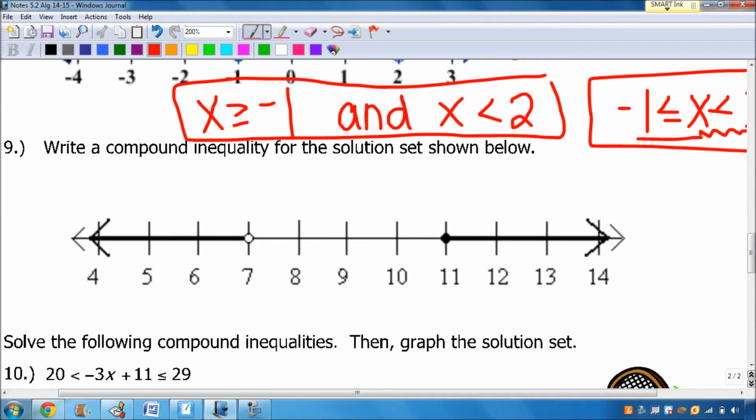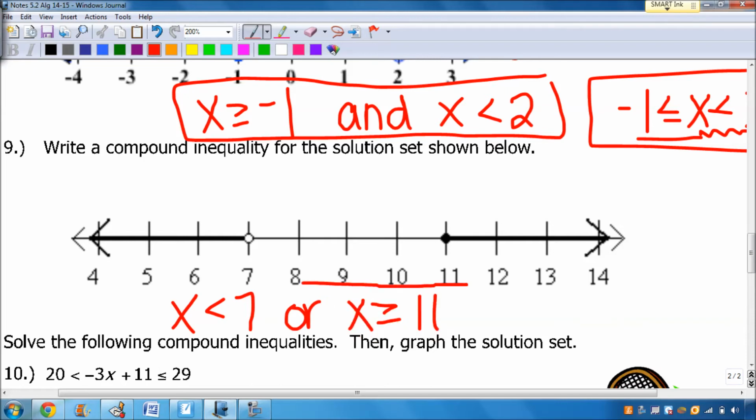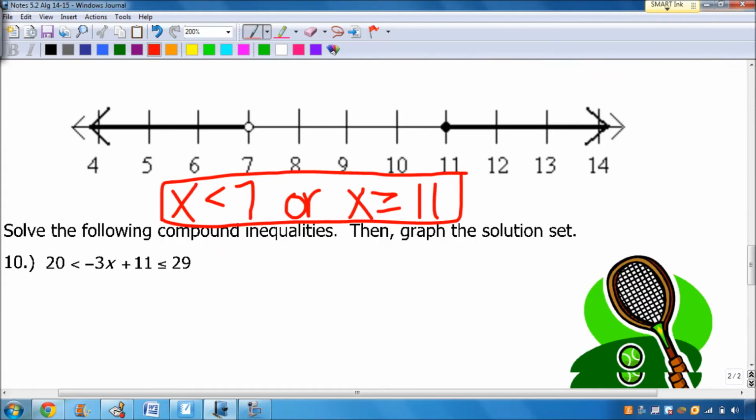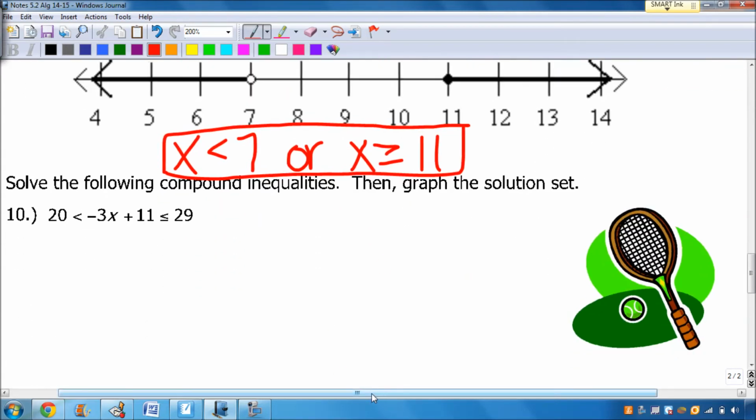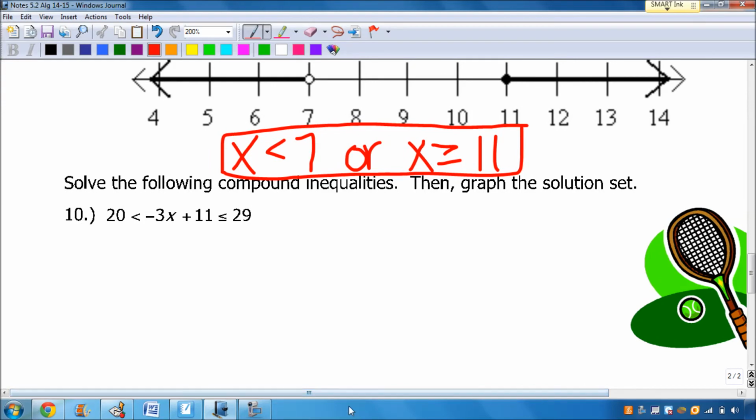This time they're going two opposite directions, so there's no way that a number could be in this section and in this section at the same time, so this has to be an "or" problem. So x is smaller than 7, right, because it's an open circle and it's going to the left of 7, or x is greater than or equal to 11, okay? All right, number 10, solve the following compound inequalities, then graph the solution set.